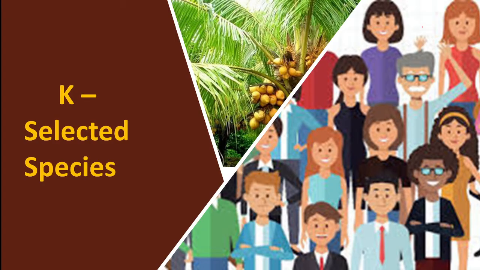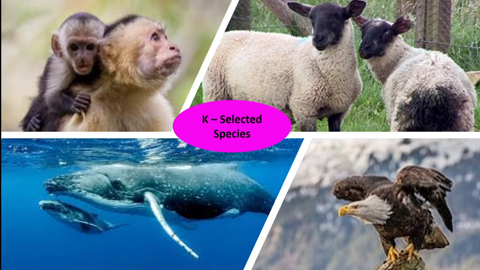Now, the next type is K-selected species. K-selected species is very much different from R-selected species, or you may say both the species are opposites of one another. Here you can see a picture that I have shown, that is of a human being. So you can directly correlate that human being is the example of K-selected species.